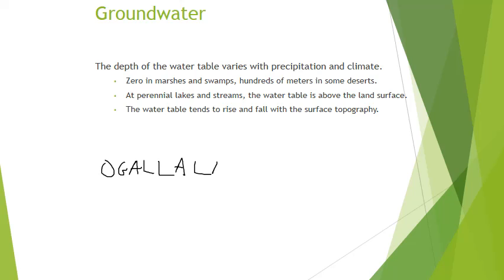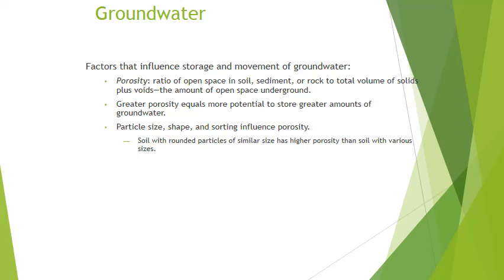I'm not sure if I'm spelling that correctly, but you may want to check into that. A lot of the Great Plains states depend upon the Ogallala Aquifer for their drinking water as well as their irrigation water. In section 28.2 of your textbook, you'll notice that they make the distinction between porosity and permeability. They're very closely related topics, but they're not the same.